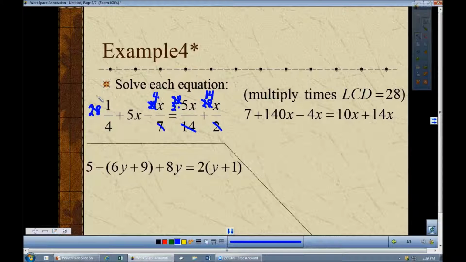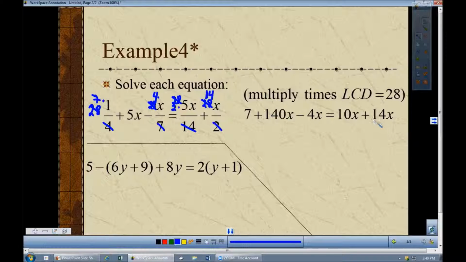If you analyze this, you can see that what I wind up multiplying this numerator by is whatever this denominator was missing to get it up to 28. So 4 times 7 is 28. I multiply that numerator times 7. 7 times 4 is 28. I multiply this numerator times 4. 14 times 2 is 28. I multiply this numerator times 2. 2 times 14 is 28. I multiply this numerator times 14. So in essence, each numerator gets multiplied by whatever this particular denominator was missing.